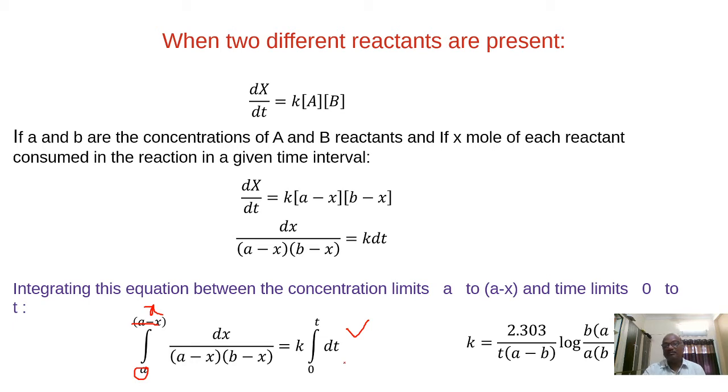So finally we get K is equal to 2.303 by t into (a minus b) log b into (a minus x) by a into (b minus x). Do you know what small a and small b are? They are the initial concentrations of capital A and capital B when time is equal to 0, where x is the amount of either A or B that is consumed in the reaction. K is the second order rate constant. So by the partial fraction method, we can solve this integration equation.